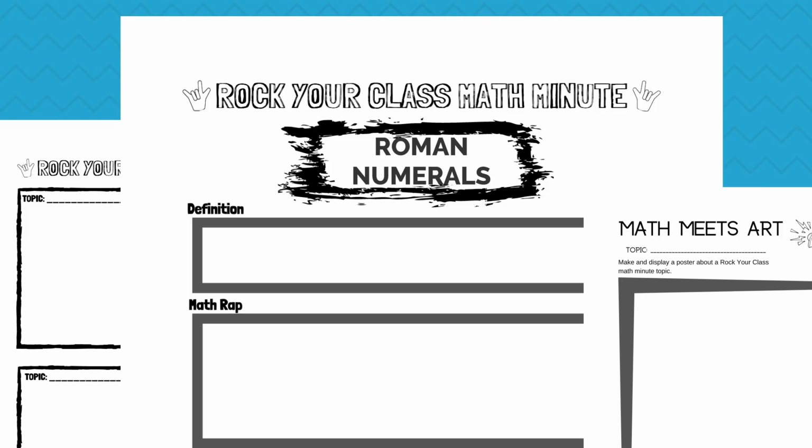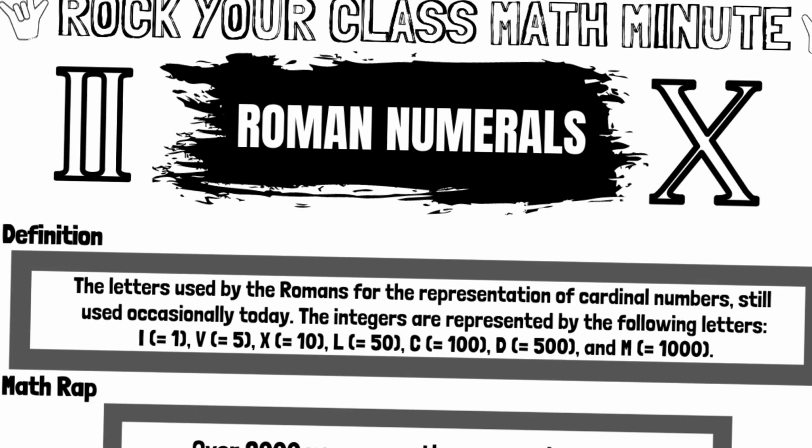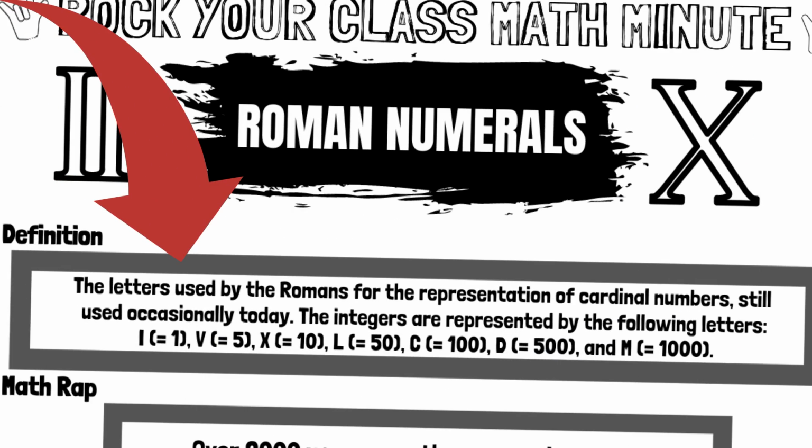Roman numerals. What does the dictionary say? The letters used by the Romans for the representation of cardinal numbers, still used occasionally today.